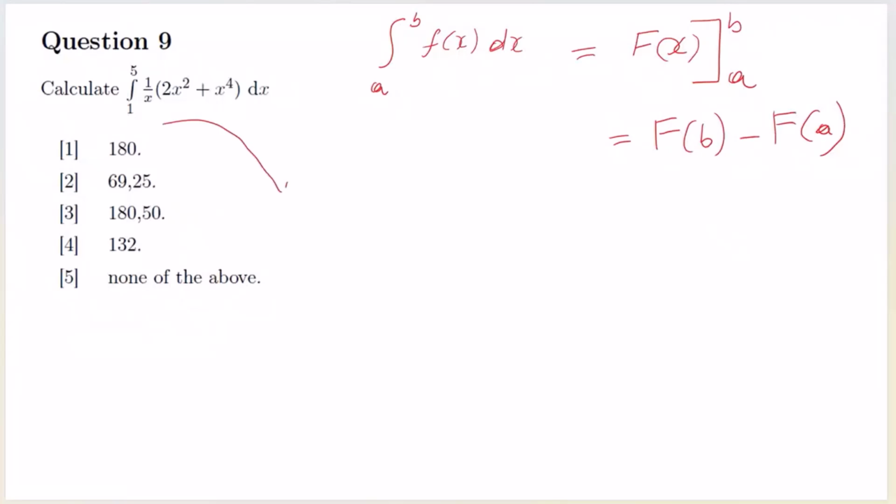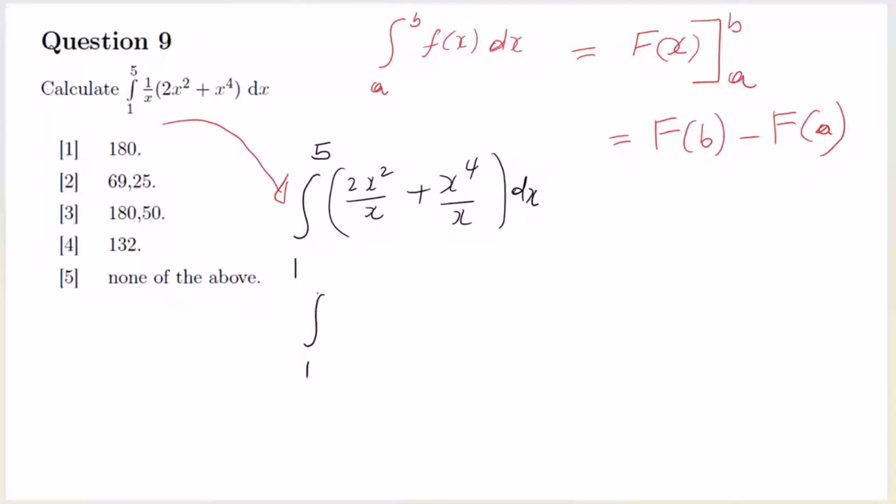So you're going to take this one and say, I've got 5 and 1, and I'm going to simplify first. So I'm going to have 2x squared divided by x plus x to the power 4 divided by x, all dx. So this is 1, 5. You apply your exponents: a to the n over a to the m is equal to a to the n minus m. So it's going to be 2x, 2 minus 1 is 1, plus x, 4 minus 1 is equal to 3.